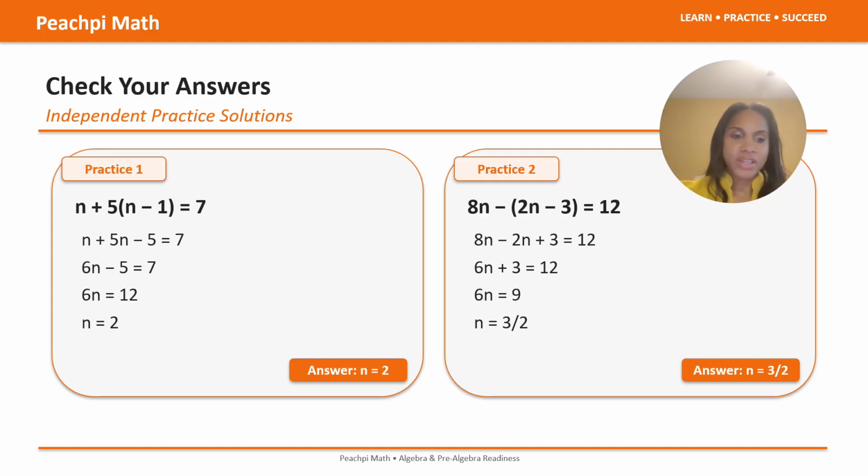So I have the answers right here. You should have gotten n equals 2 and n equals 3 over 2, or if you got 1.5, that is fine. All right, so hopefully you got those 2 correct.